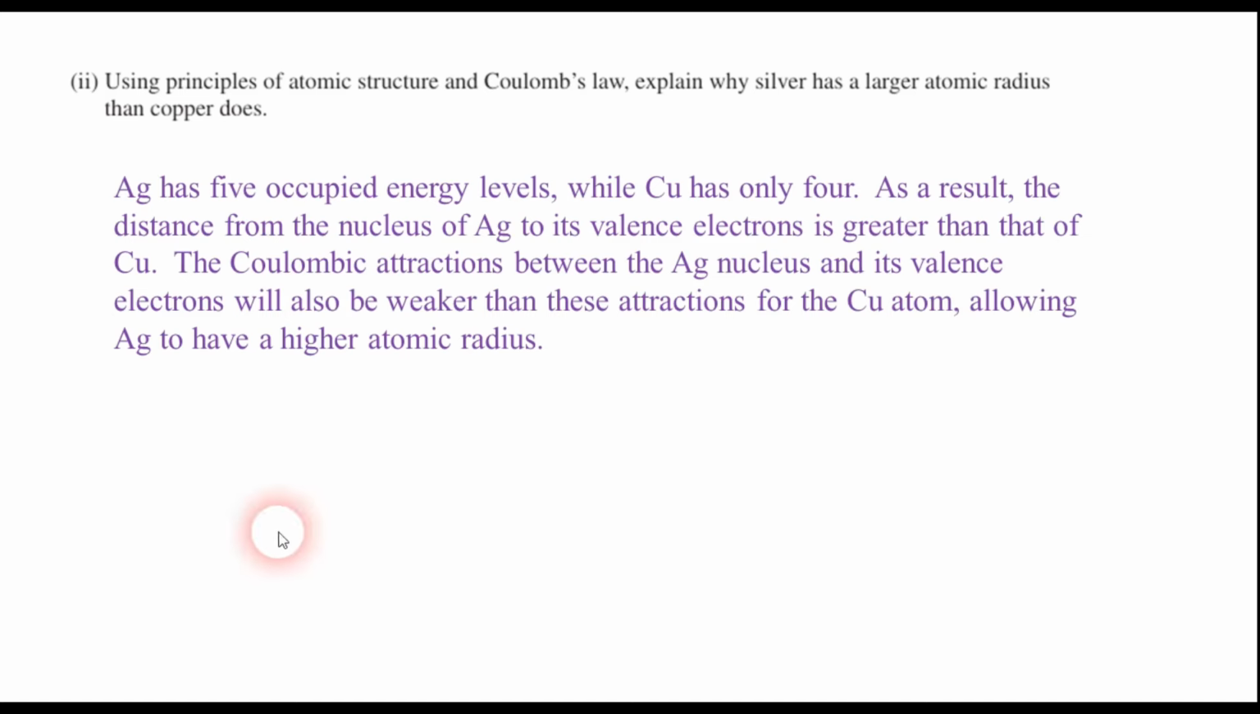And so we can add that the Coulombic attractions between the silver nucleus and its valence electrons are going to be significantly weaker than those attractions would be for the copper atom. So that's going to allow the silver electrons, especially the valence electrons, to veer a little bit further out. And so silver is going to have a higher atomic radius there.